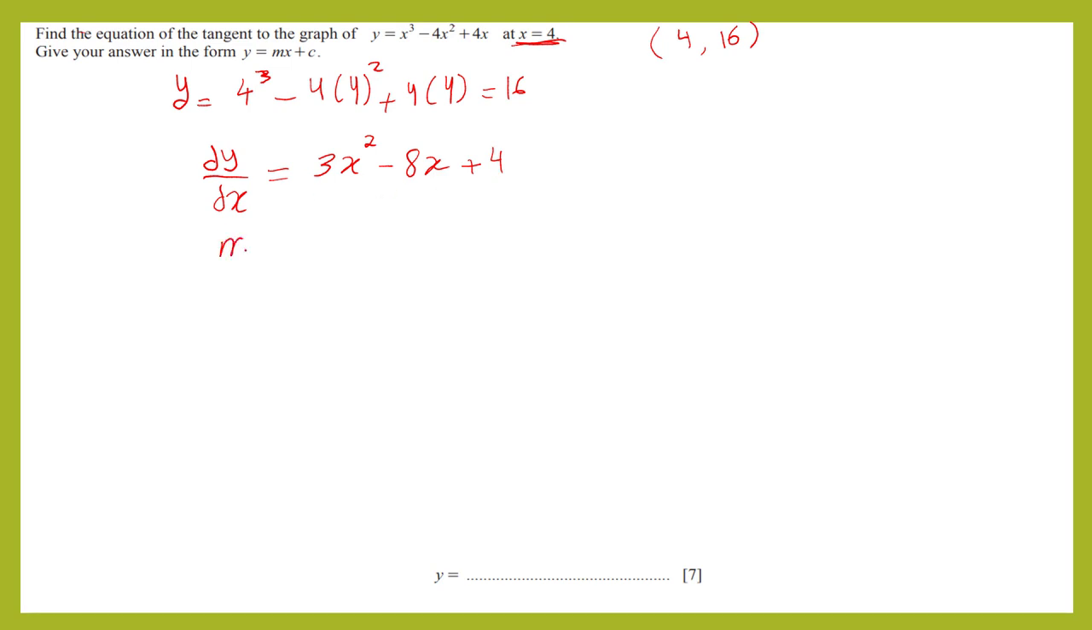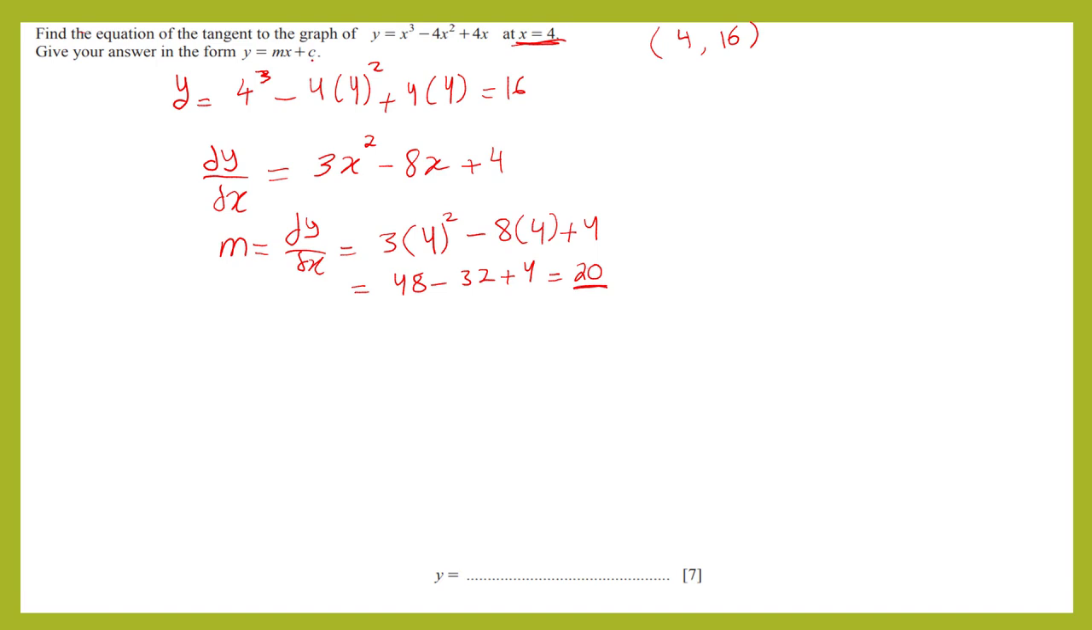So the gradient is the derivative, but we replace each x by the given value, which is 4. So it will be 3 multiplied by 4 squared, then minus 8 multiplied by 4, plus 4. So this one will be 3 by 16, which is 48, minus 32, then plus 4. So it will be 20. So the gradient is 20.